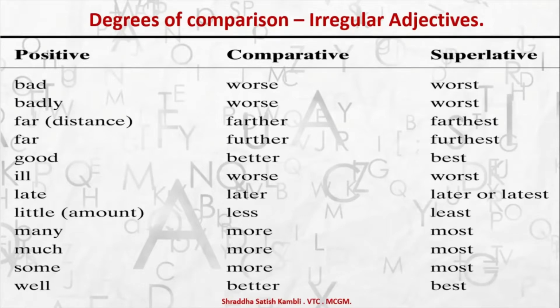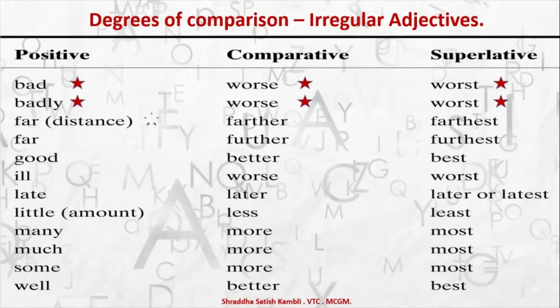Okay, so here bad doesn't become badder or baddest, but bad here becomes worse and worst. So see, it is irregular. If it was regular, then it should have become bad, badder, baddest. But that is not happening here, so it is irregular. See, badly, which is an adverb, becomes worse and worst again.